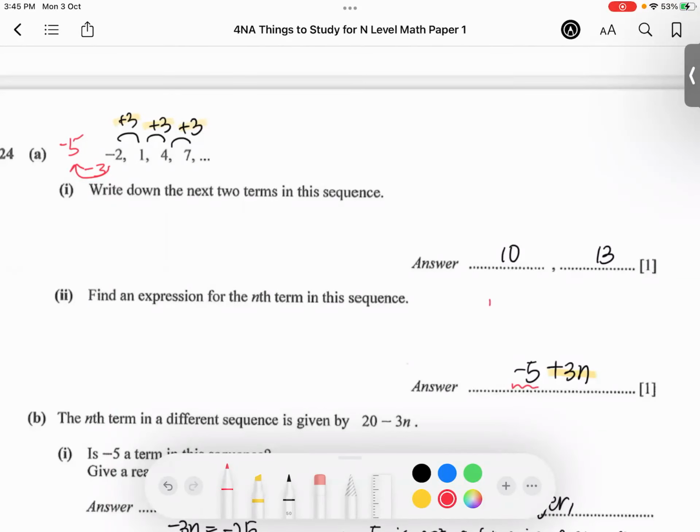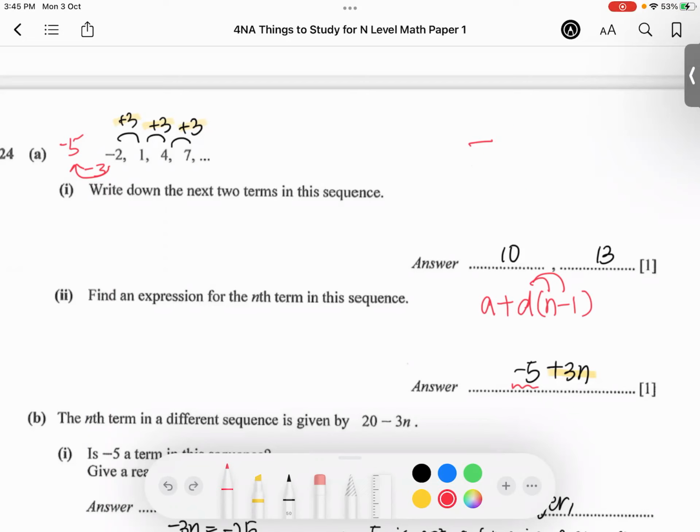Some students will do a plus d bracket n minus 1. Make sure you expand correctly and change the sign accordingly. So if this is plus 3, then it will be plus 3n. If the sequence is -5, then it will be -5n. Okay, for example, then go and find term 0. What's the term 0?